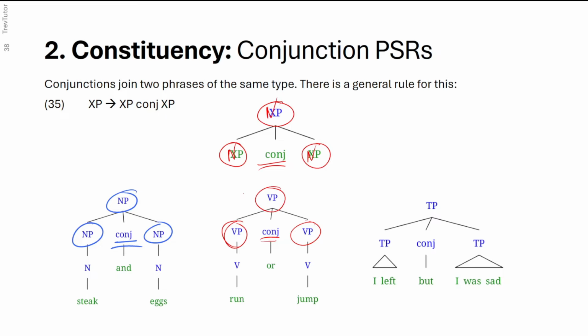And even with whole clauses, "I left, but I was sad." Well, "I left" is a little sentence on its own. "I was sad" is a little sentence on its own. So when we join them with "but," we just get a compound sentence. So a bigger TP. "I left, but I was sad."